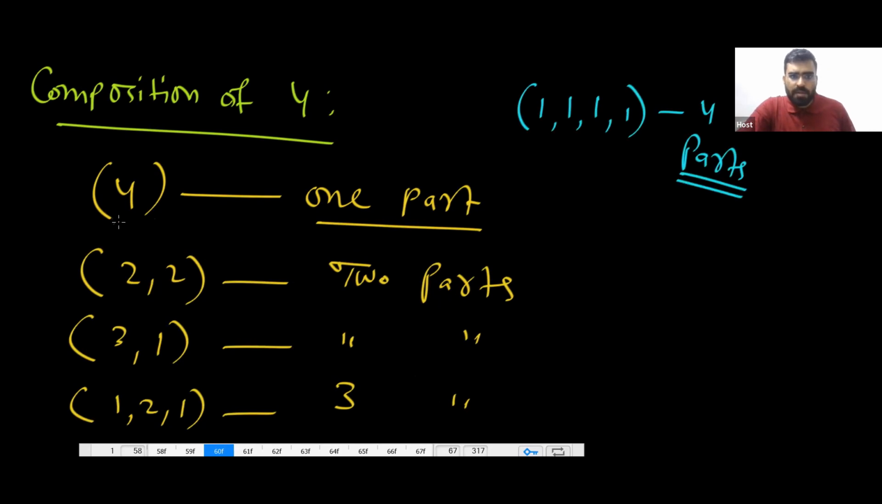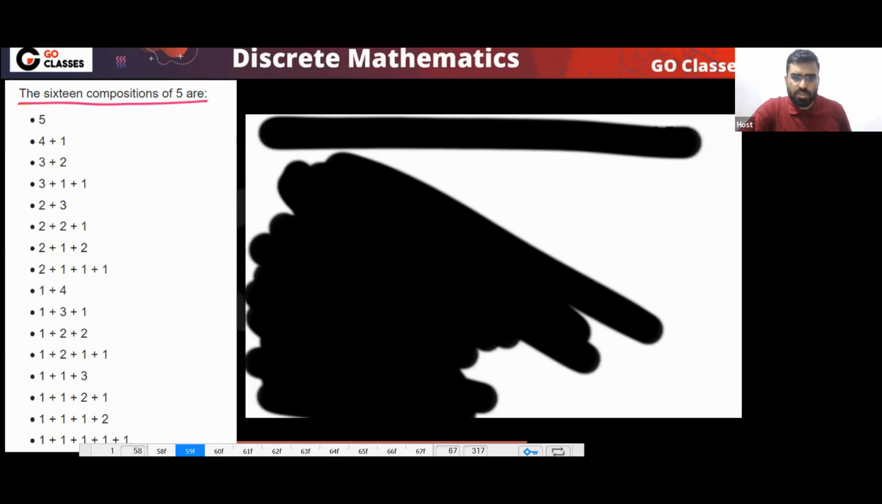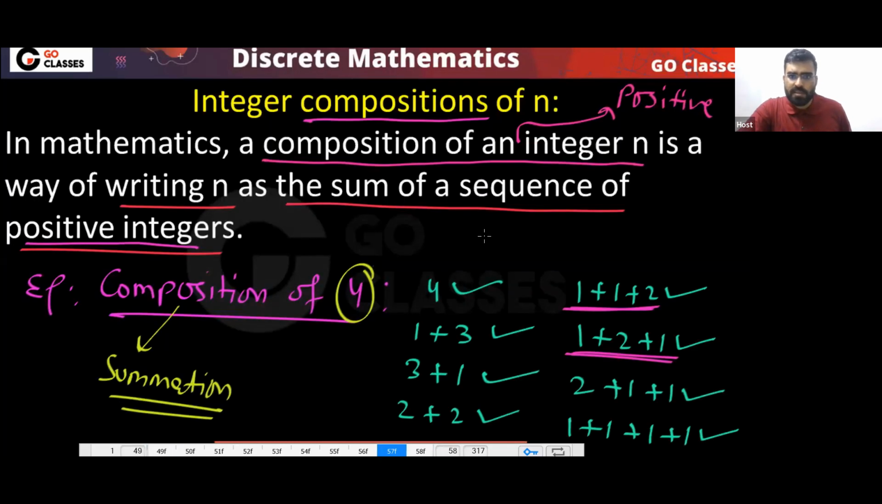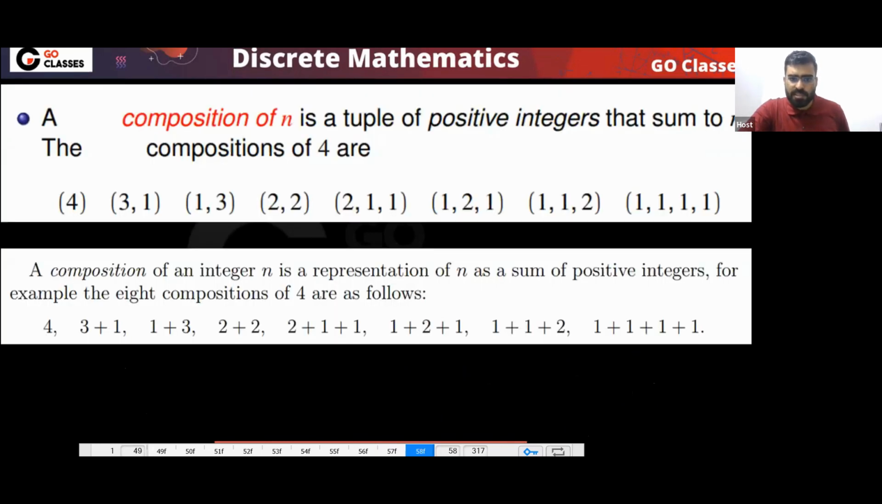So remember, in a composition everything must be non-zero. In the definition you can check, it is a summation of positive integers. So this composition is basically a summation of positive integers that makes n.